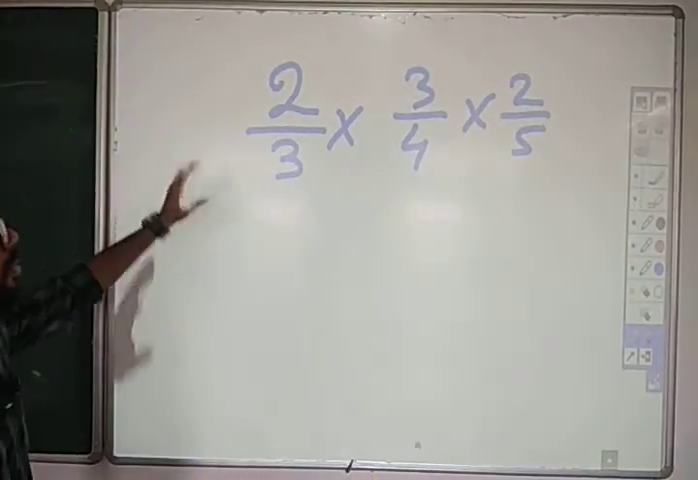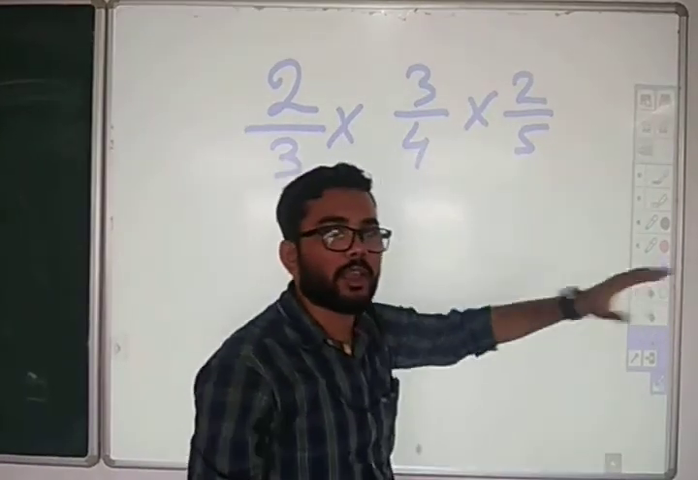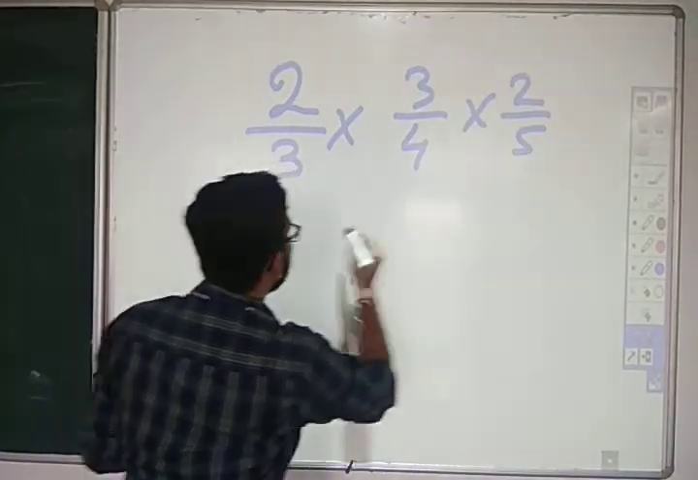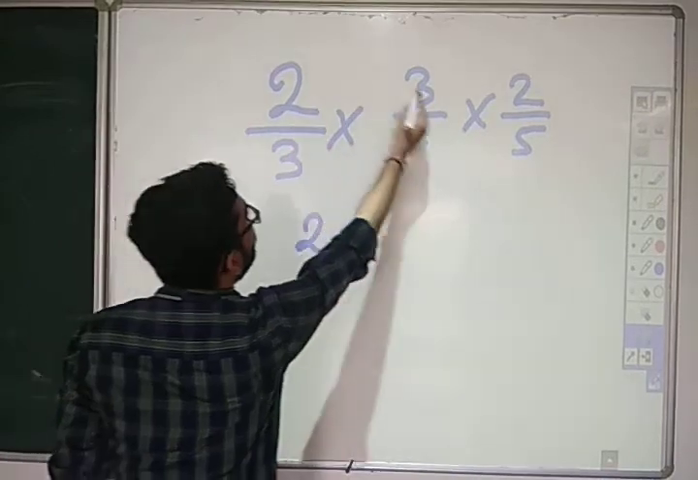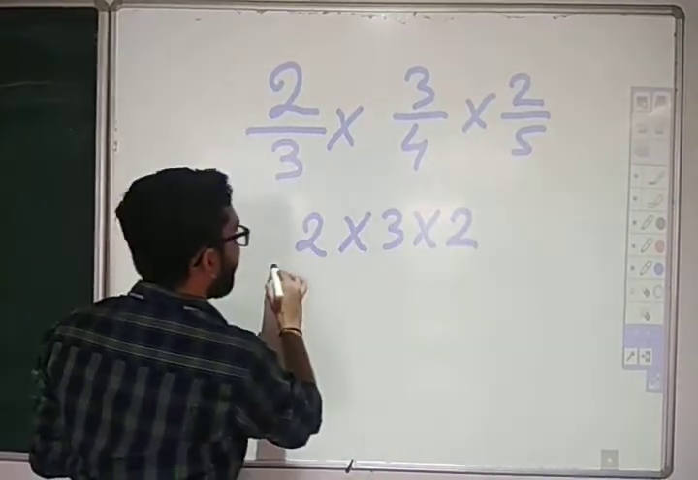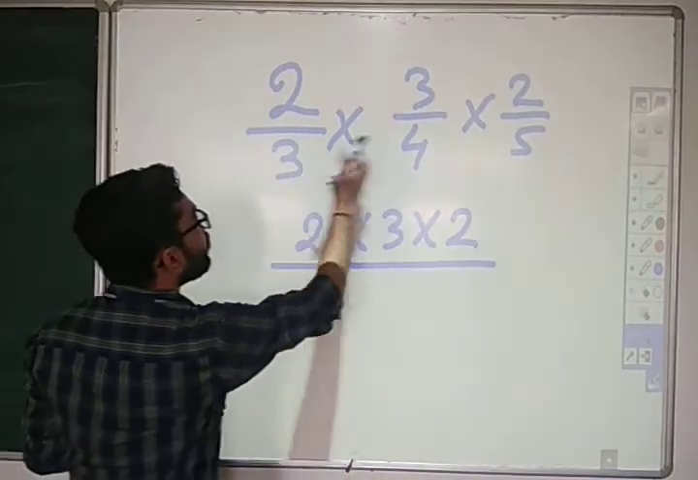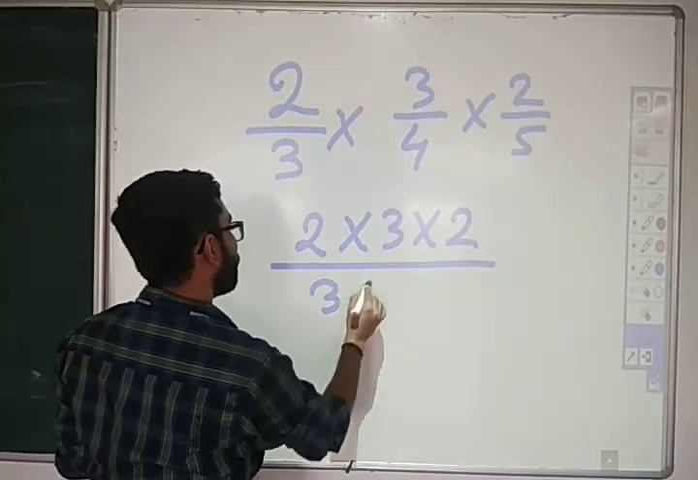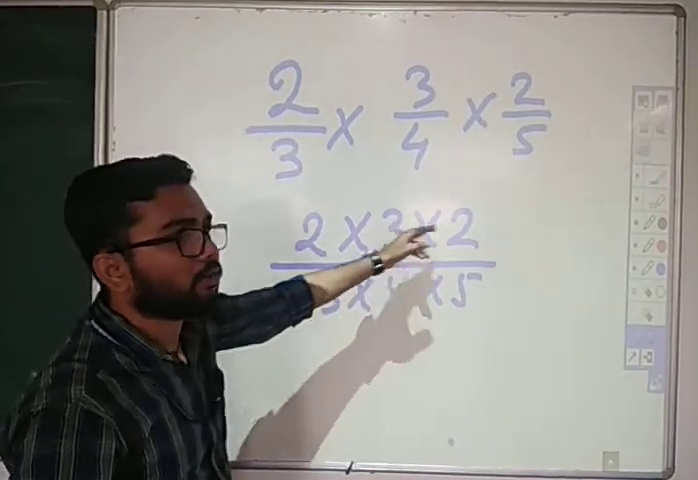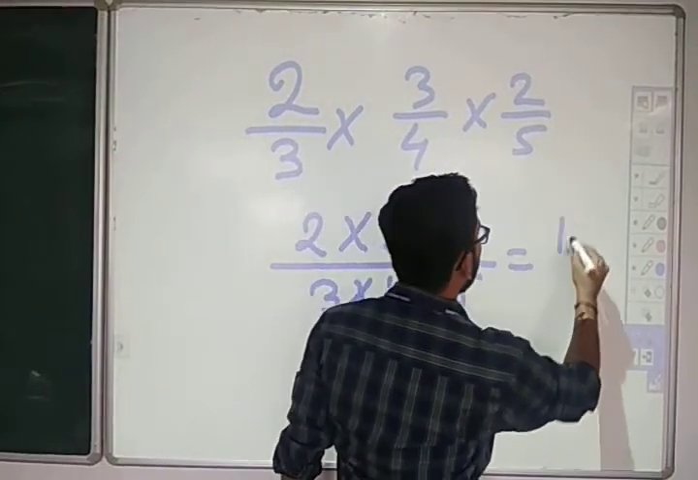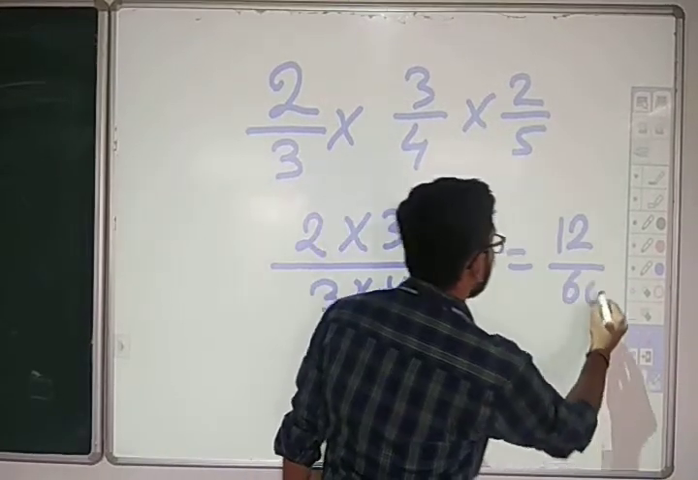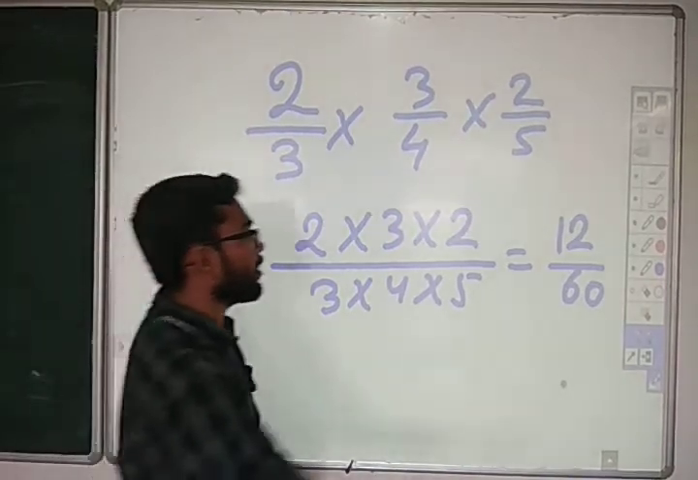Okay, suppose these three fractions you need to multiply. What you will do is multiply all the numerators together, means numerator is 2 into 3 into 2, and all the denominators, 3 into 4 into 5. So when you multiply it, what will you get? In the numerator part 12 and in the denominator part 60. Okay, you can calculate it.